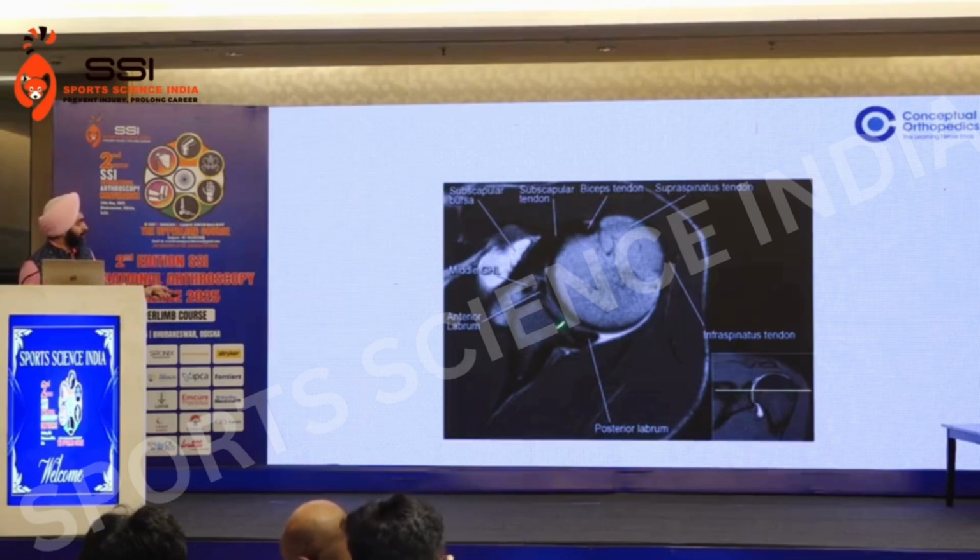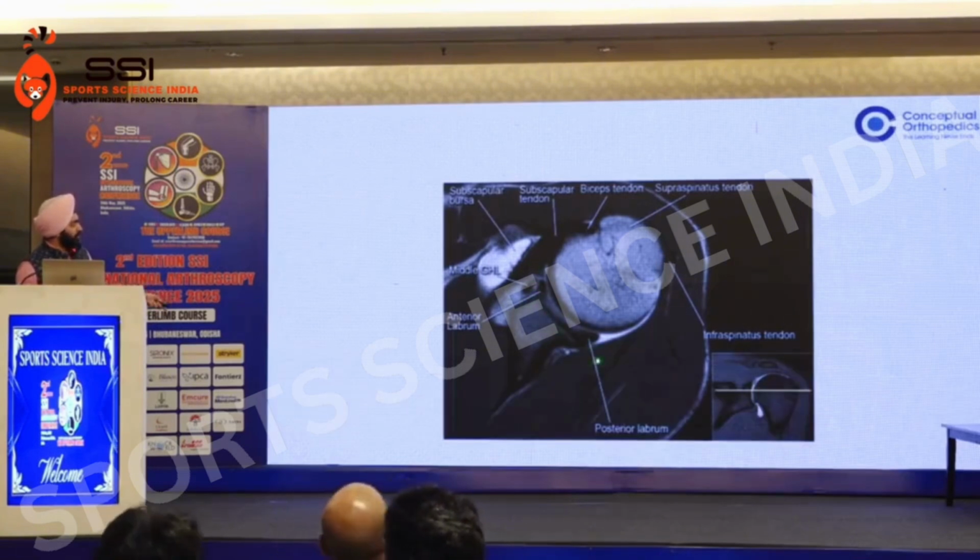Then you're looking at the labrum. The anterior labrum and the posterior labrum should be very firmly attached to your glenoid margin. There should not be any gap between the labrum, anterior or posterior. Why do I say this is anterior? Because here was the coracoid, this is my subscap, this is biceps, all indicative of the anterior part.